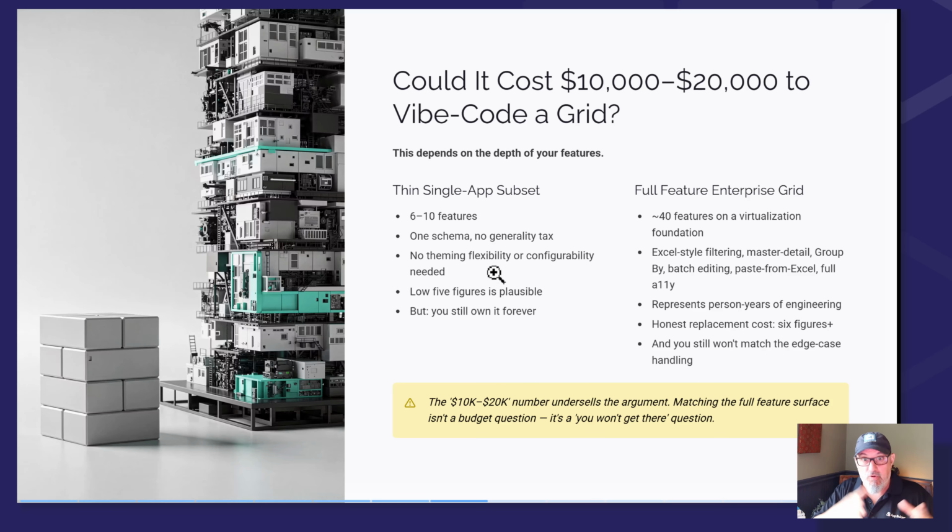And if it's just your simple vibe coded app, no big deal. A full featured enterprise grid, on the other hand, has 40, maybe even 50 features on a virtualization foundation. So performance is built in from the beginning. It's not an afterthought. And you look at some of the features like Excel style filtering, grouping, all of the nice menus and right clicks, exporting to Excel, A11Y, etc. This is really years of engineering investment to build those products, where you just have maybe one or a handful of lines of code to get all of those capabilities inside of your application. So it's easily a 6-figure replacement cost.